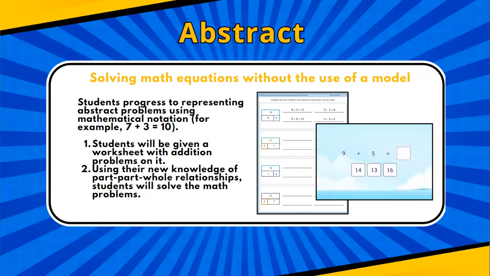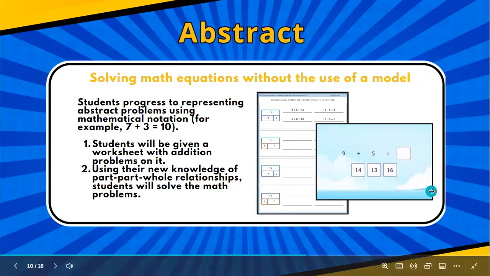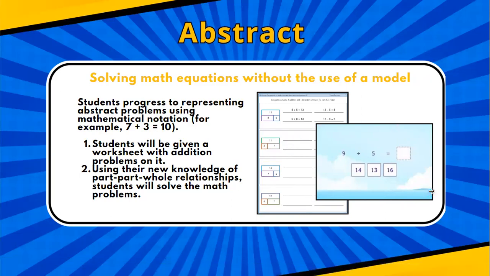And students will be given a worksheet with addition problems on it. And then they will be using their new knowledge of part-part-whole relationships, and students will solve the math problems by doing so. So for instance, this could be a possible worksheet that they're given. They will write out the math problem in this case. So it would be 11 is the whole, and then you have 3 as a part, and then we don't know the other part, so then they would fill it in. And then also here's just another example of a simple addition problem that students could solve.